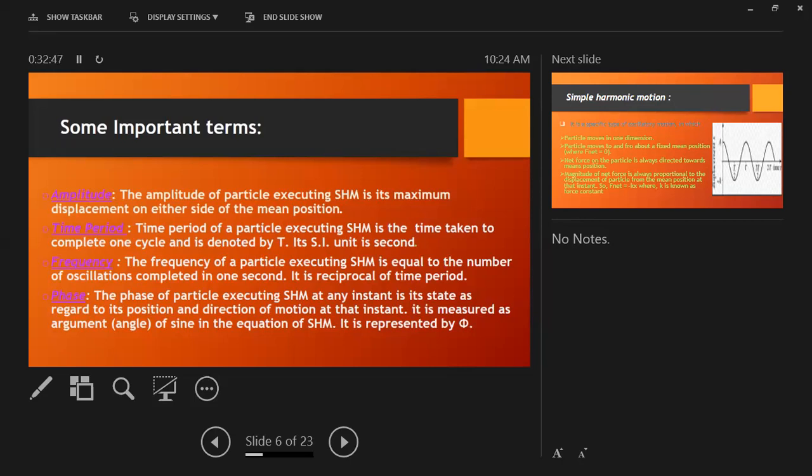See here, phase I wrote, right? Phase is denoted by the symbol phi. See, this is phi. This is phi. This is phi.